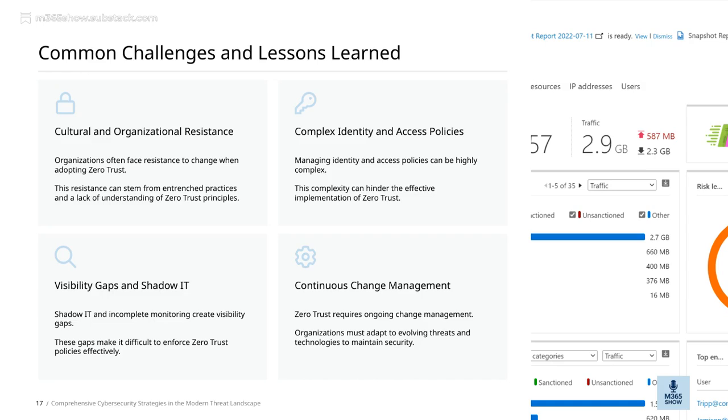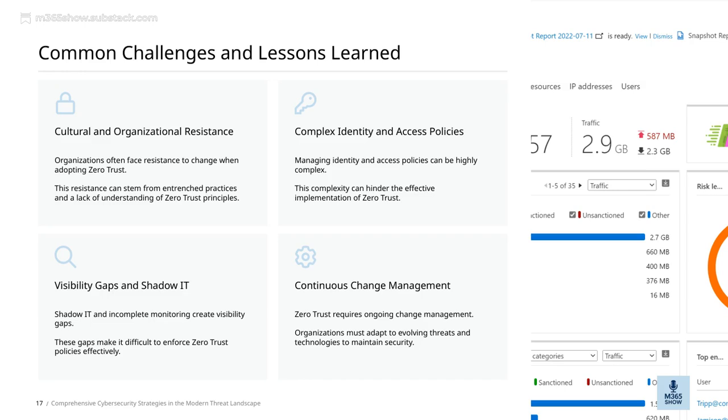Managing identity and access policies is also a significant hurdle. The complexity involved can be daunting. It's not just about setting rules, it's about ensuring those rules are practical, scalable, and enforceable across different systems and users. If not managed well, this complexity can undermine the entire zero trust approach.